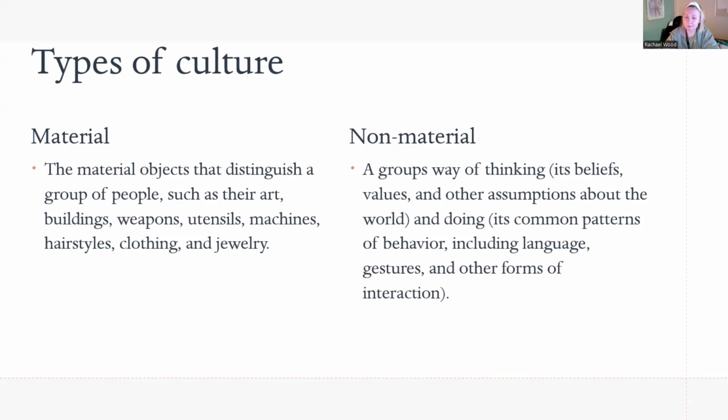On the flip side, you have non-material culture. This is a group's way of thinking, its beliefs, values, other assumptions about the world and doing. It also is common patterns of behavior, including language, gestures, and other forms of interaction that might arise out of a group, and might also be culturally tied, right? And so, for example, material would be a particular piece of jewelry that represents a culture's religion, right? And a person might wear that and might feel very, very strongly tied to that piece of jewelry. That would be material culture.